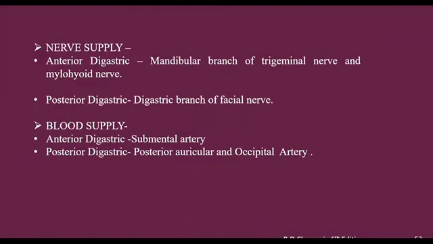Nerve supply of the anterior digastric is the mandibular branch of the trigeminal nerve, which is the mylohyoid nerve, and the posterior digastric is supplied by a branch of the facial nerve. Blood supply is by the submental artery for the anterior digastric, and the posterior auricular and occipital arteries for the posterior digastric.